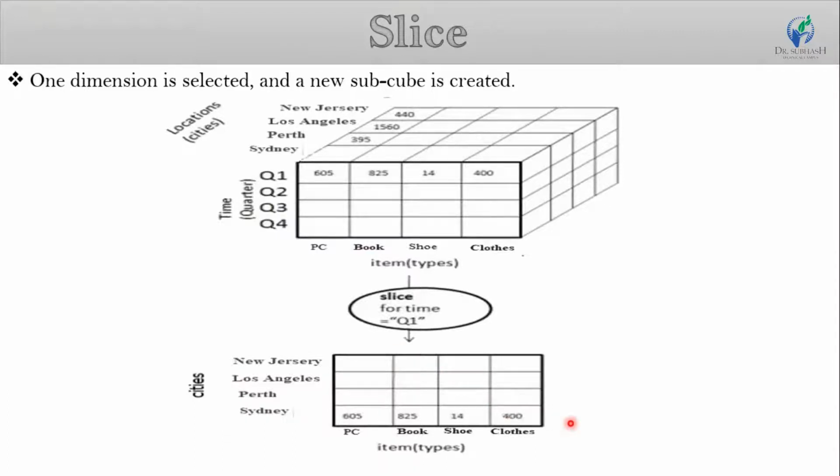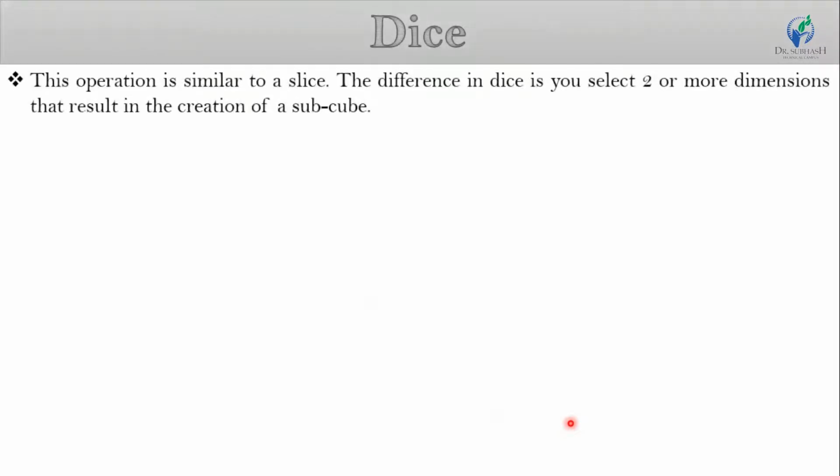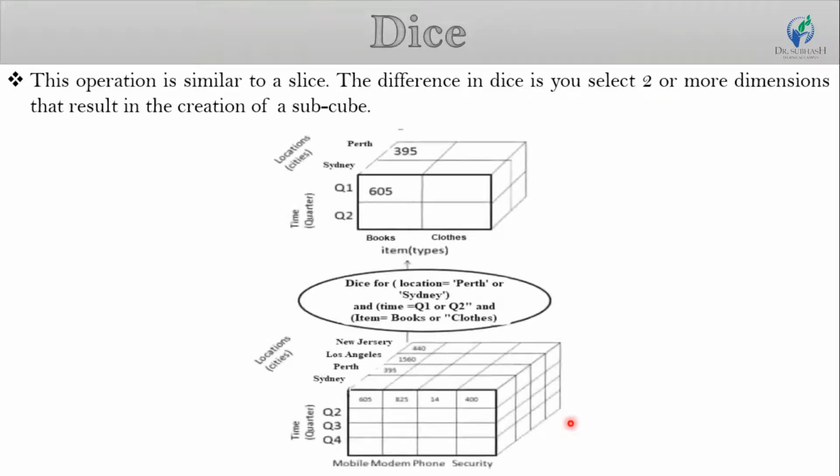Now, I explain dice. This operation is similar to a slice. The difference in dice is you select two or more dimensions that result in the creation of subcubes, like these examples.